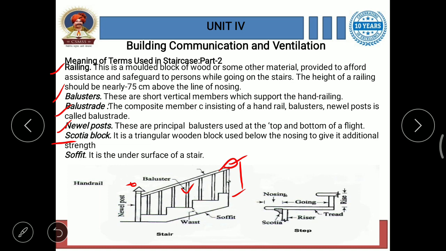Scotia block. It is a triangular wooden block used below the nosing to give it additional strength. Soffit. It is the under surface of the stair. Here it is the under surface of the stair.